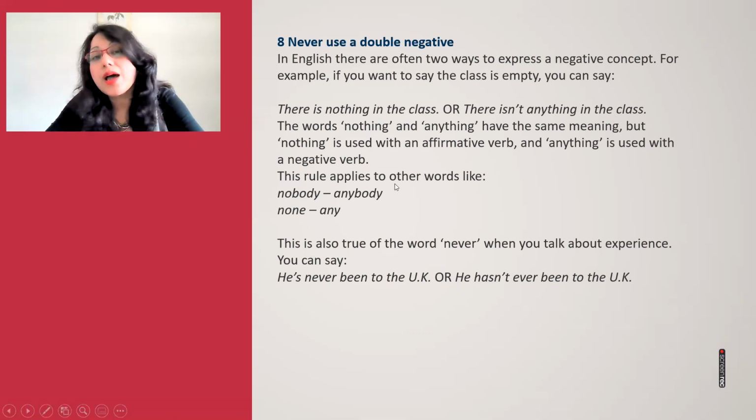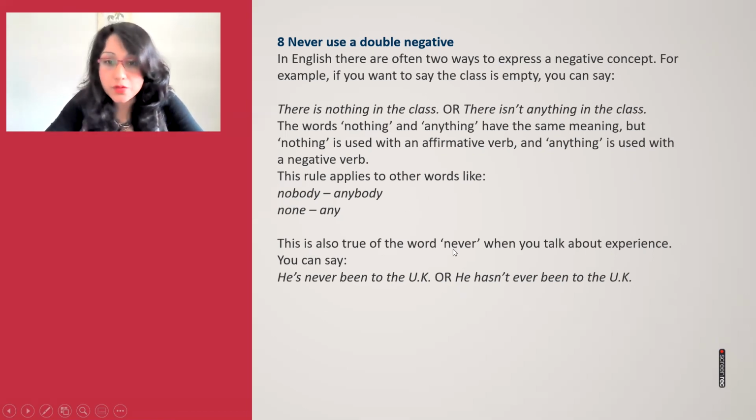Okay, so this rule applies to other words like nobody and anybody, none and any. This is also true of the words for never. When you talk about experience, you can say he's never been to the UK or he hasn't ever been to the UK. All right. So, no double negatives. I did nothing or I didn't do anything.